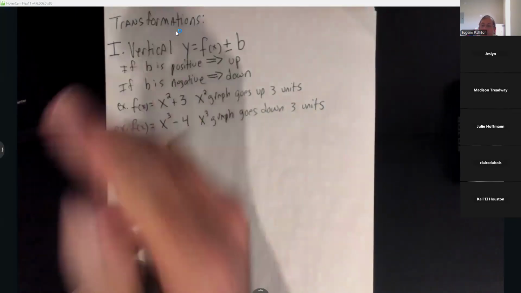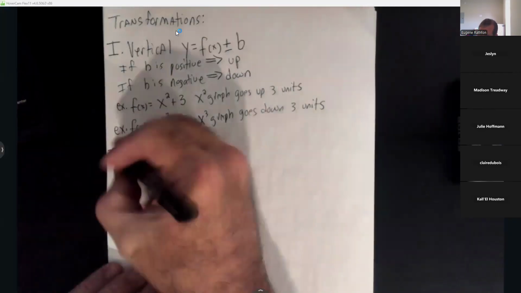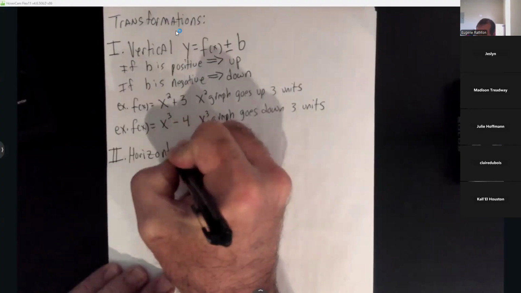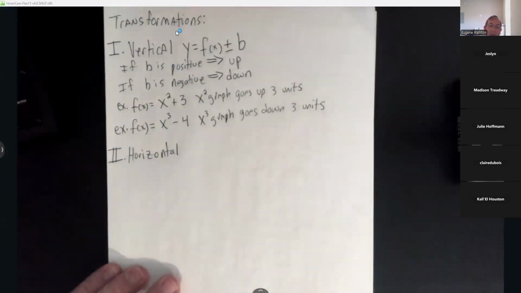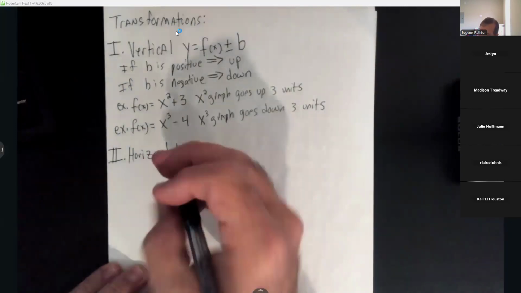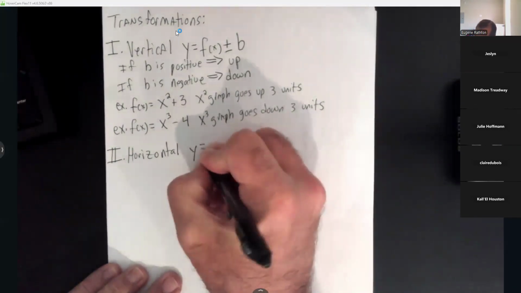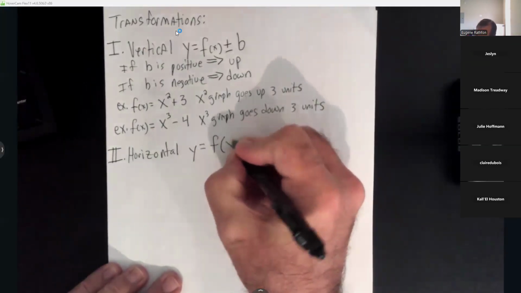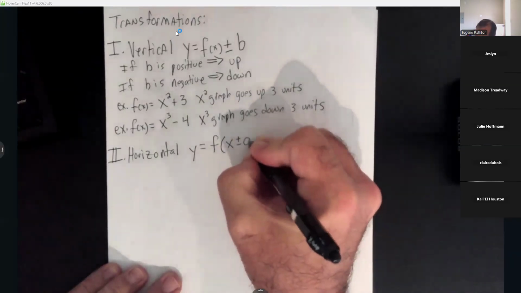So that is how you would move these graphs vertical, okay? Next, horizontal. So horizontal is going left or right. So to go left or right, we will have something like this. y equals f of x plus or minus a.